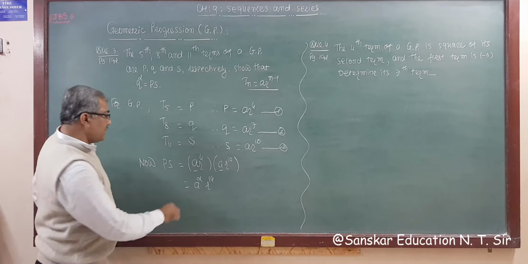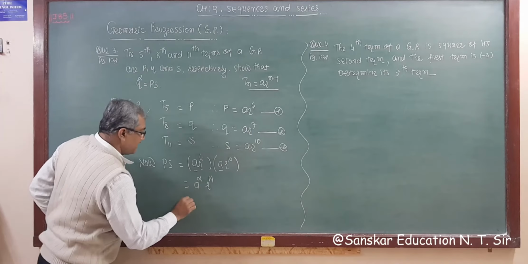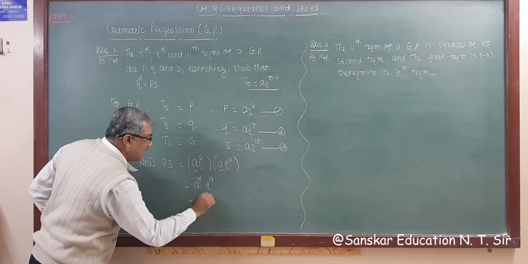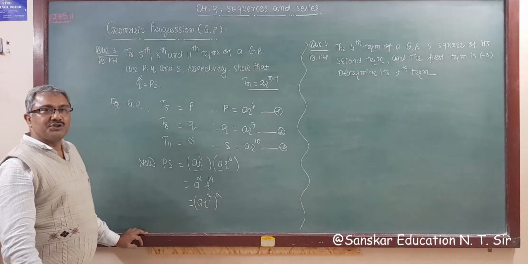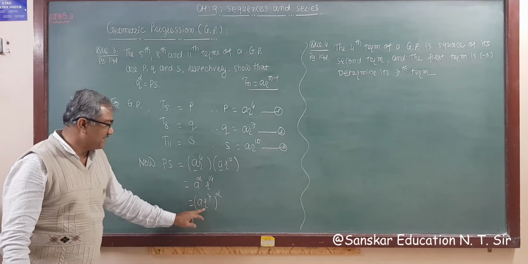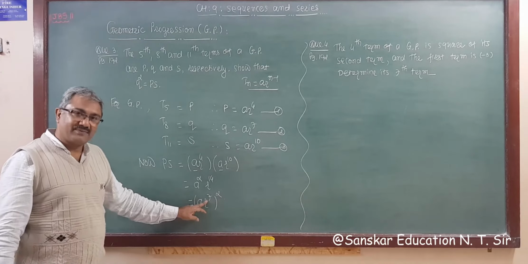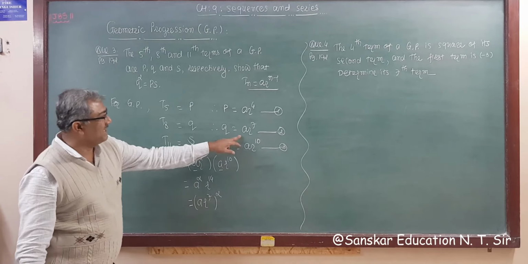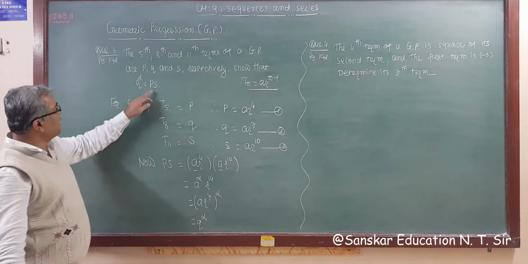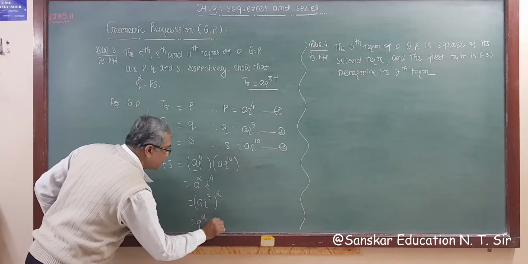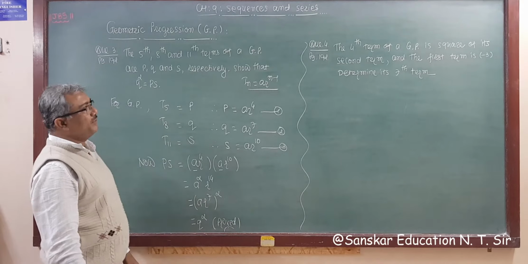Right? So if we want to get Q square, Q is A R raised to 7. Can I write it like this? A R raised to 7 whole square. That is A square, R raised to 7 into 2 is 14. Now what is A R raised to 7? It is Q. So we get Q square, and hence PS is equal to Q square. So this is proved. Right? This is a nice question for MCQ.